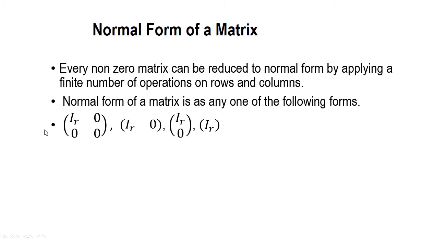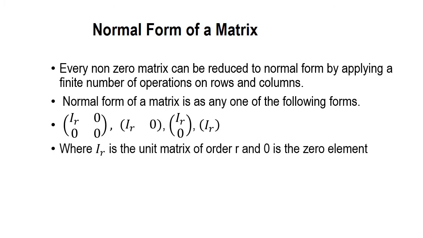See the example I have given you here. Any one of these forms we have to reduce the given matrix to: I_r 0 0 0, and I_r 0, where I_r is the unit matrix of order r and 0 is the zero element of the matrix. We have to reduce the given matrix into a diagonal matrix in any one of the above forms, either I_r 0 0, I_r 0, I_r. So like this, where I_r is a unit matrix of order r.